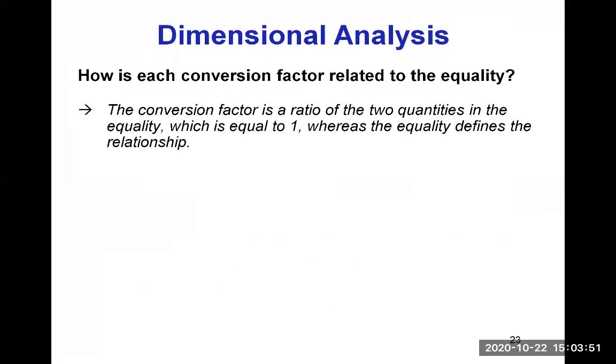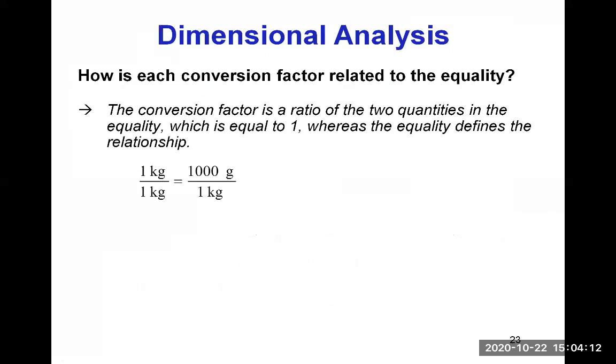So how is each conversion factor related to the equality? The conversion factor is a ratio of the two quantities in the equality. And so that means it's equal to 1. This ratio is equal to 1, whereas the equality defines the relationship.